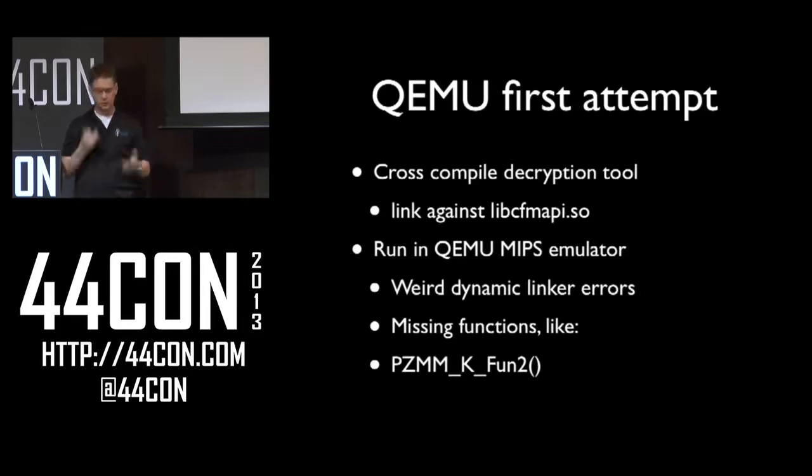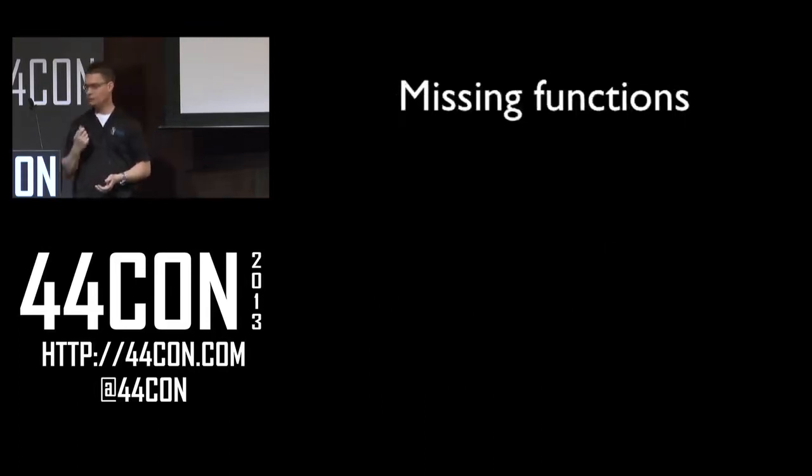That's pretty weird. It's weird in a few ways. For one thing, most of the functions and libraries on the system sort of conform to a predictable namespace. So the functions will be generally named for the library that they're found in. There was no library where PZMM kfun2 appeared to belong. So the linker couldn't find these functions.